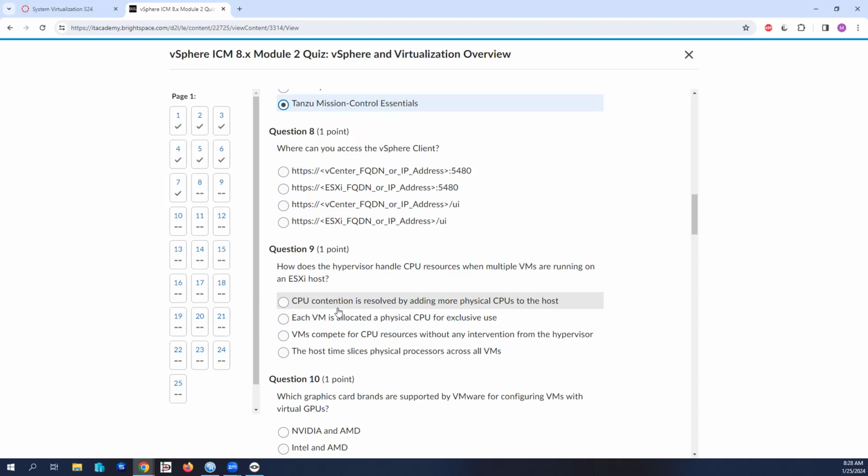Where can you access the vSphere client? You remember there were two different types of clients on the slide? What were the two different types of clients? Do you remember? Of course, one is the vSphere client. What was the other one?